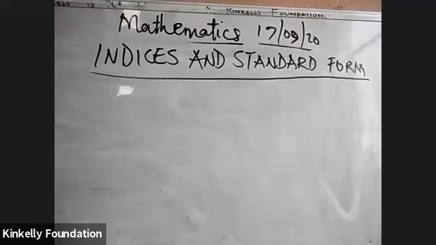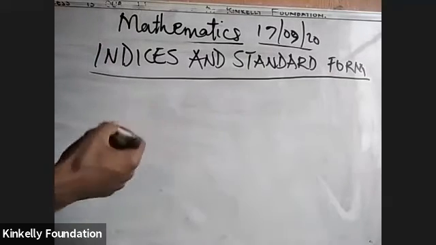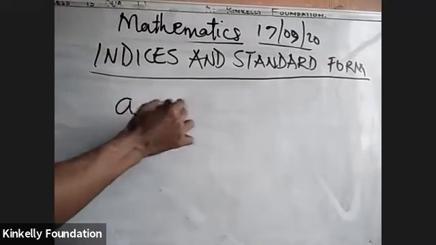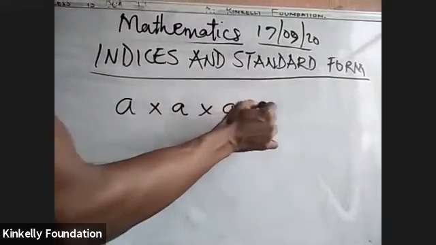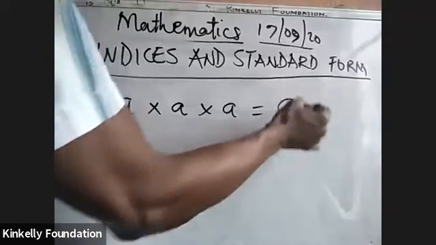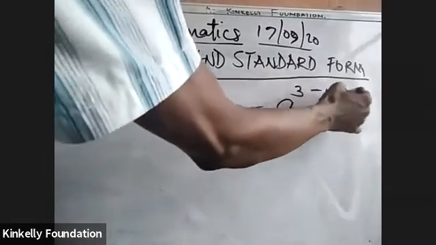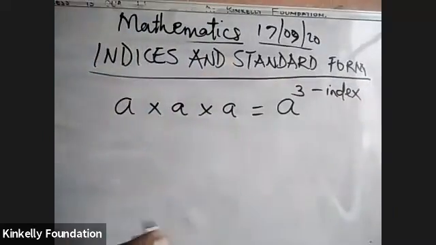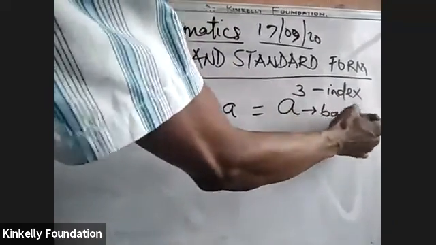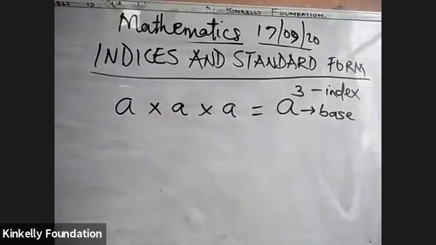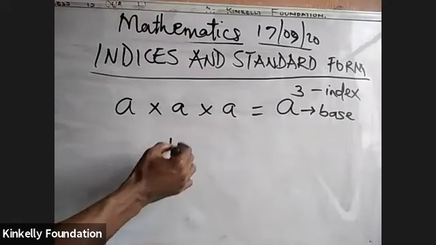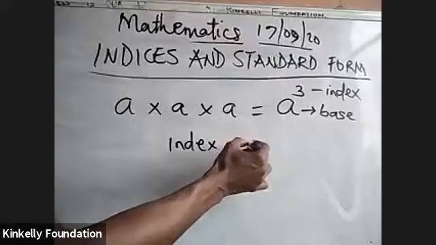In this topic, indices and standard form, we are going to look at what we call an index. If we consider a letter, A times A times A, this gives us A raised to power 3. This 3 is called an index, and this is what we call the base. Now, index, by the name, can also mean a power.